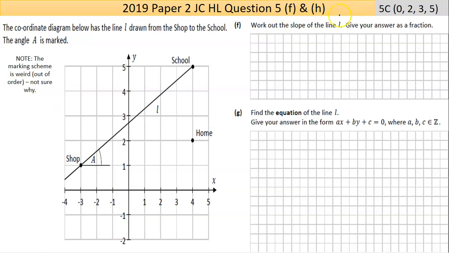Now parts F and H here are marked together. There's only 5 marks for this. So the coordinate diagram below has the line L drawn from the shop to the school. But it's been so long since I've done this, I don't know, okay.